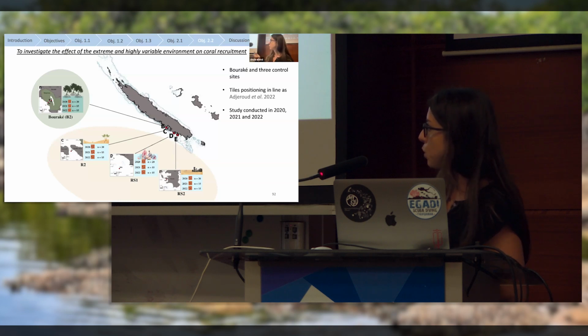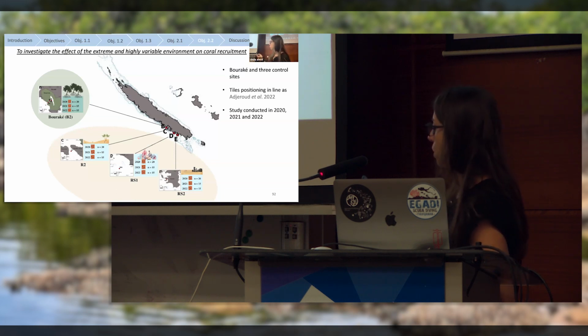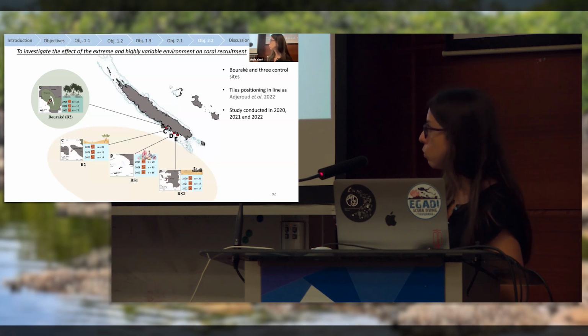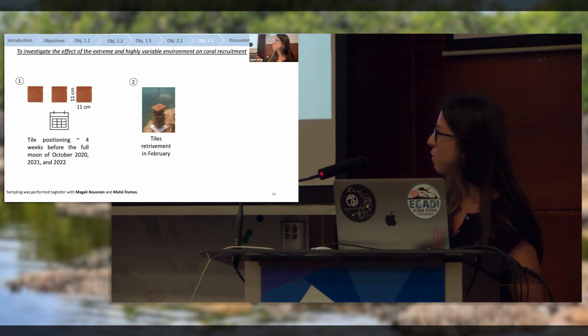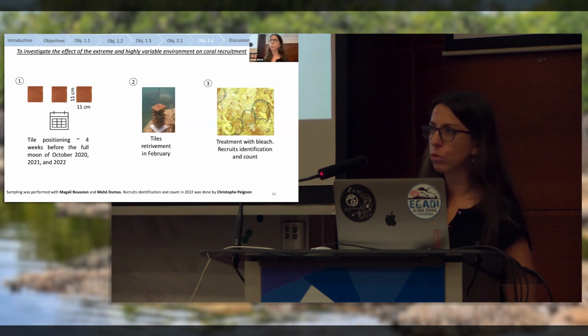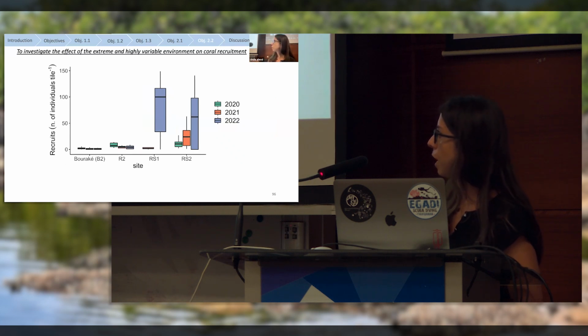For this objective, I used the same site I just presented with the coral gametogenesis before. So there is my Buraké site and the reference sites, but this time I put some terracotta recruitment tiles in 2020, 2021, and 2022. I positioned the recruitment tiles 4 weeks before the full moon of October in each year. I retrieved those tiles in February, and I bleached them to identify and count the recruits on the surface. So here are the results of number of individuals per tile across sites in each year.